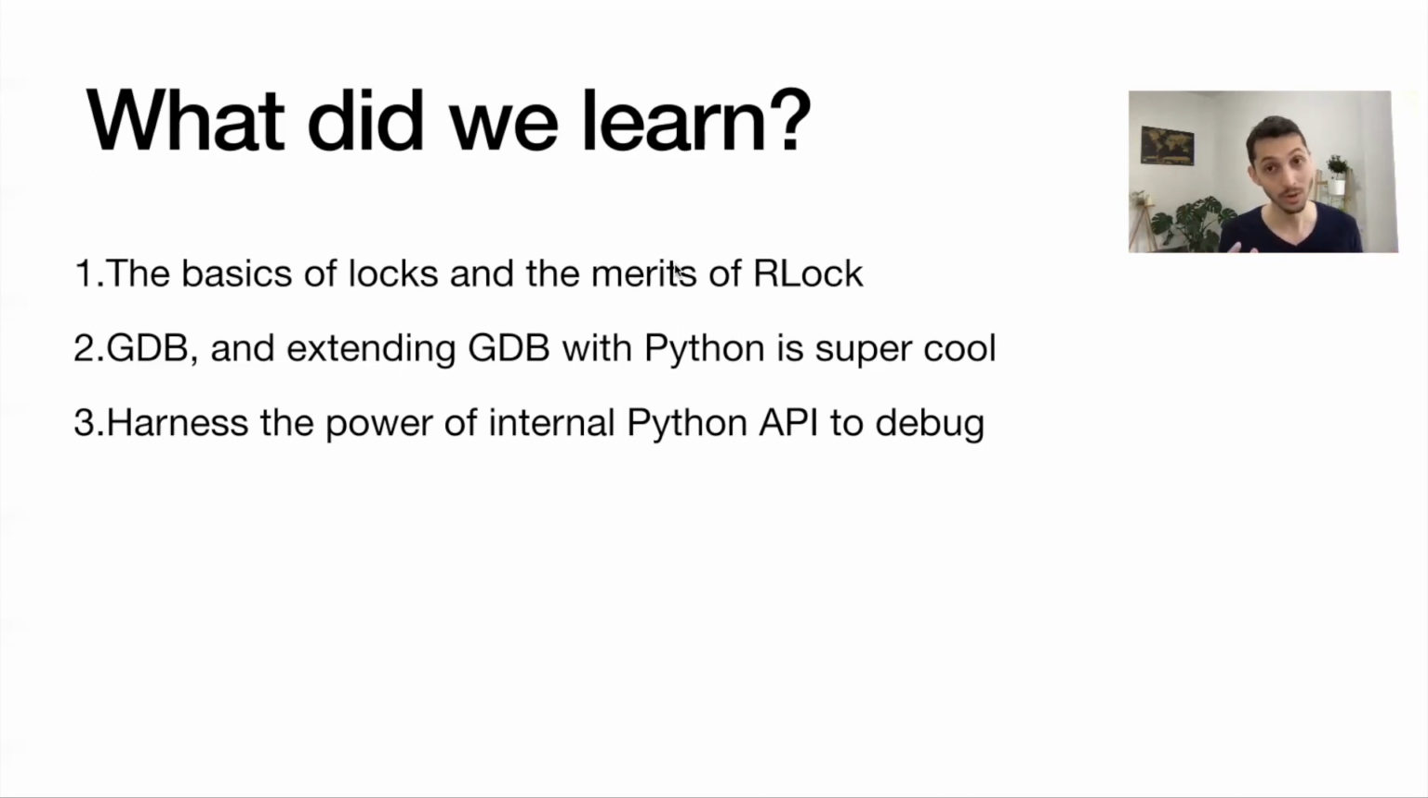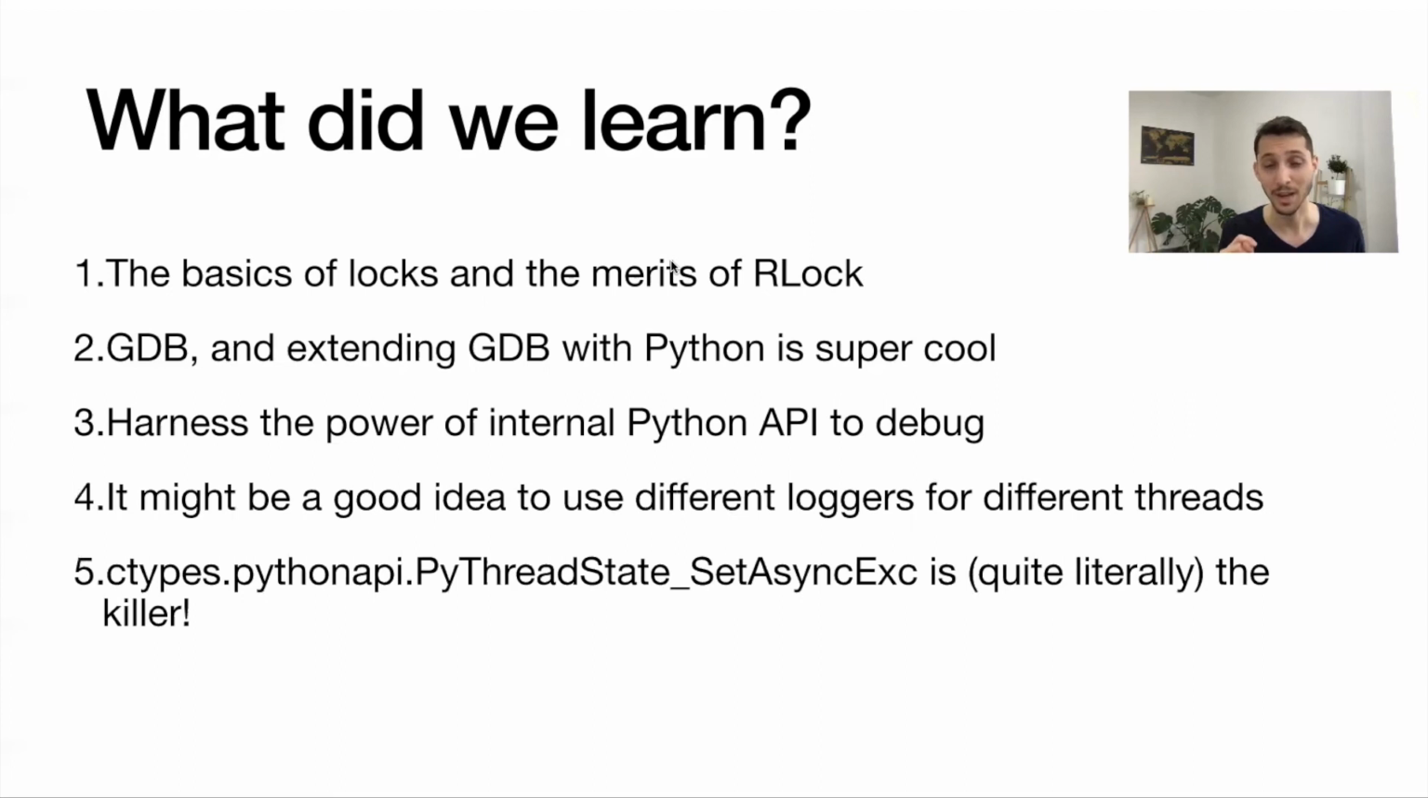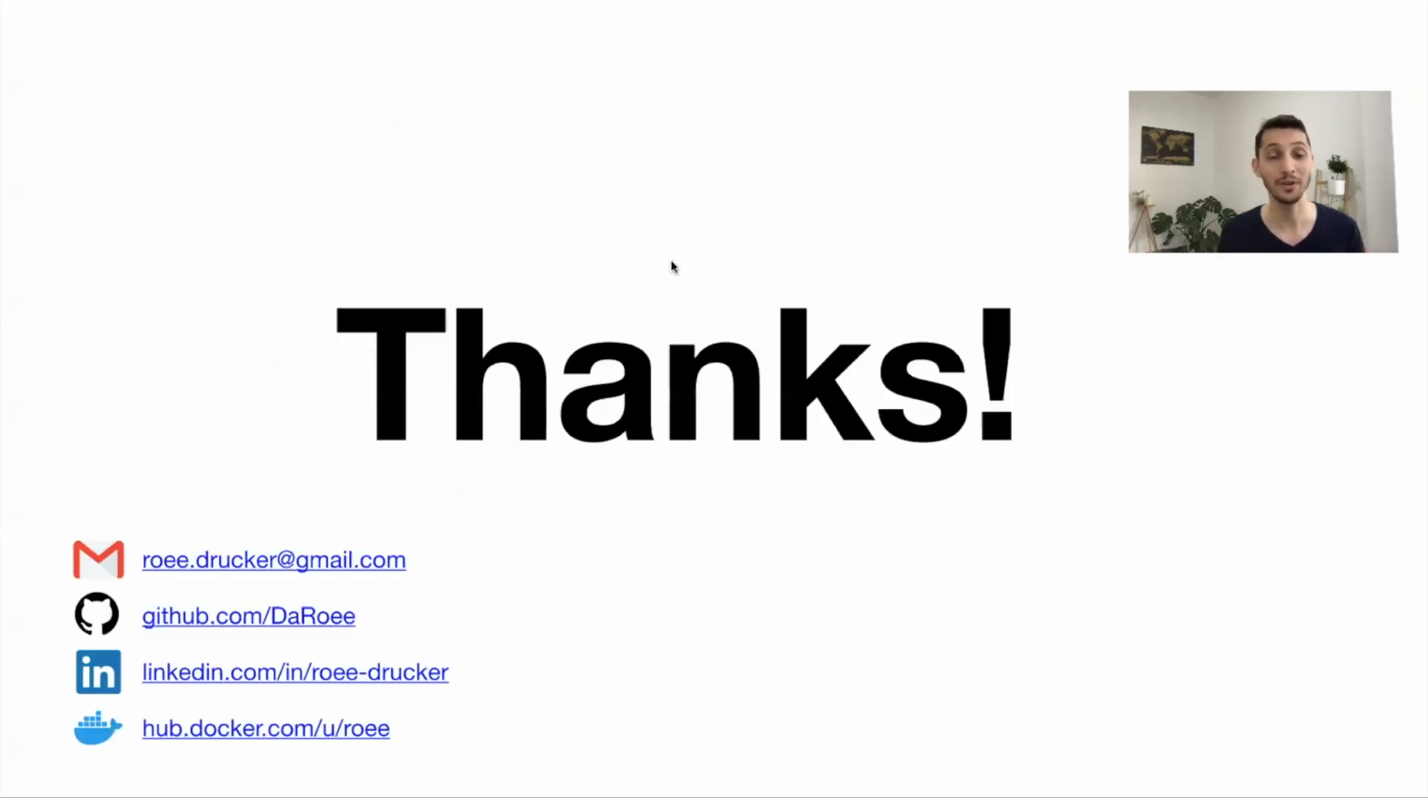Another thing that we learned today is that although it works, it might be a good idea to use different loggers for different threads to avoid such issues. But most importantly, and lastly, we learned today that the ctypes Python API PyThreadState_SetAsyncExc is quite literally our killer.